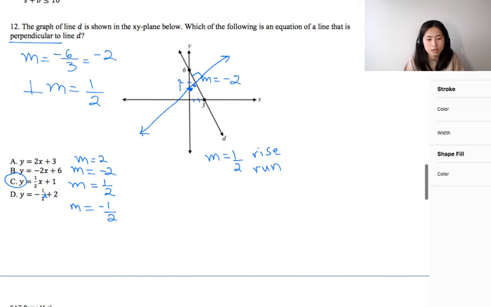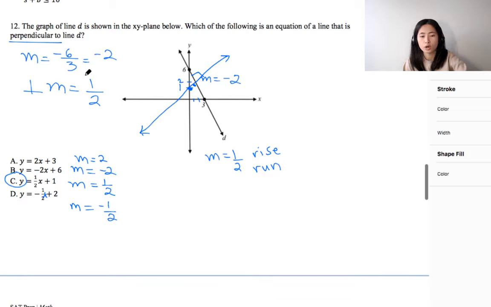Okay, so that's C. It doesn't really matter what your y-intercept or your b value is, because it's y is equal to mx plus b. All that matters is your slope. It has to be the opposite sign, and it has to be the reciprocal of your existing slope. That's what it means when it's perpendicular.